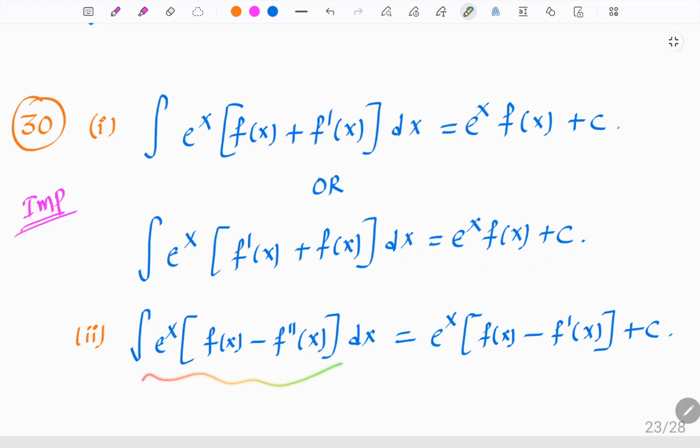And also this question they ask sometimes: f minus f double dash goes to f minus f dash of x. Here f double dash is there, one derivative is there. So this shortcut trick is enough for the KCET examination, for tomorrow's exams.